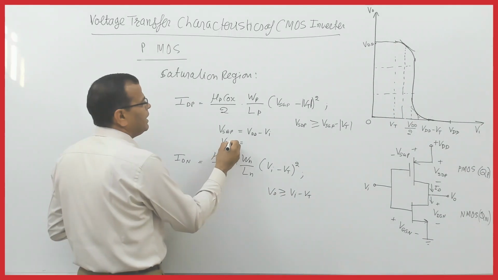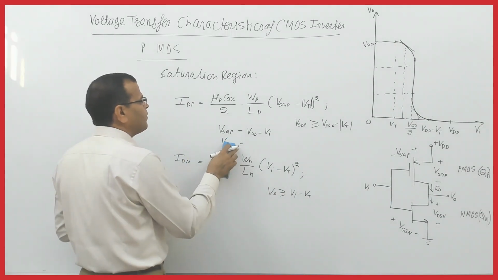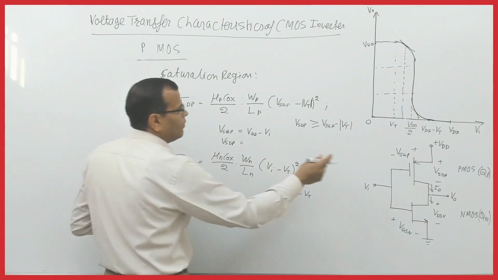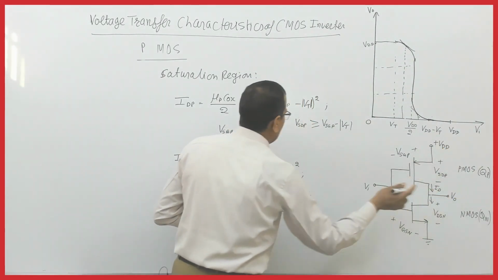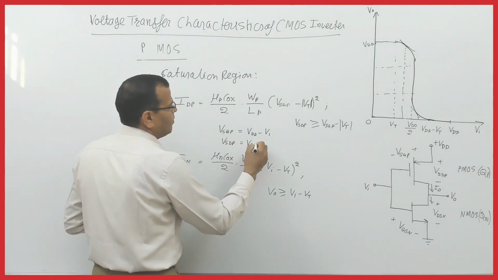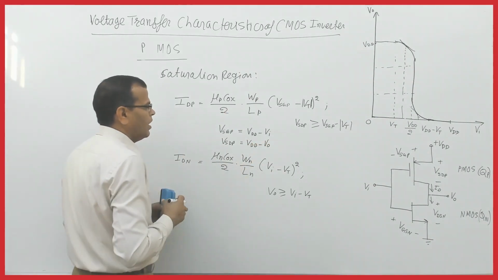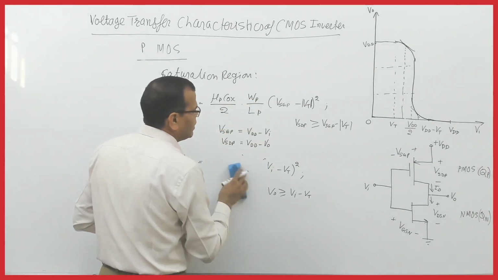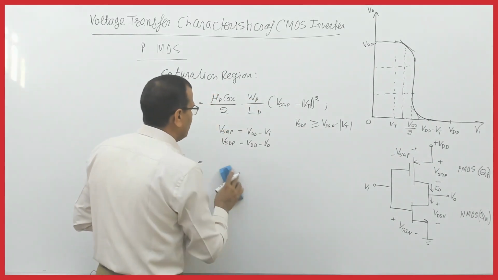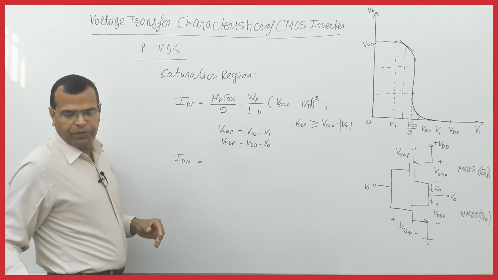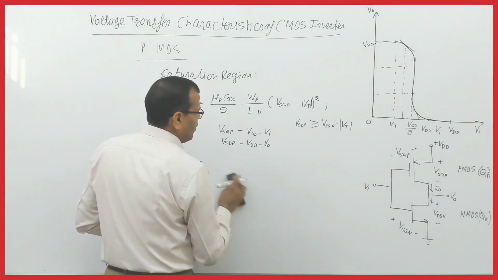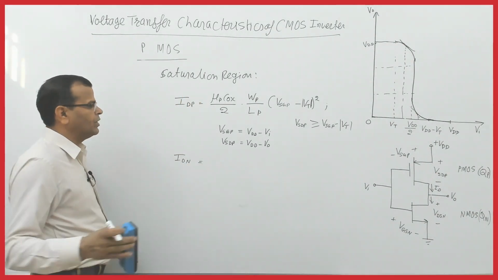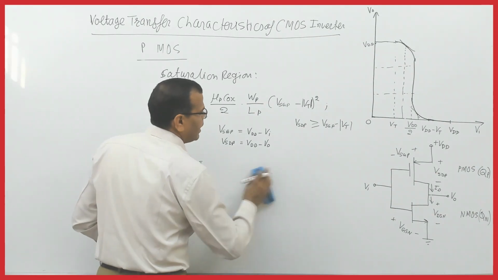Similarly, VSDP, that is equal to what? VSDP is VDD minus V0. So VDD minus V0. And if you put these expressions here, you will get the expression of the drain current for saturation region of PMOS in terms of input and output voltages. Fine. So let us see the expression.